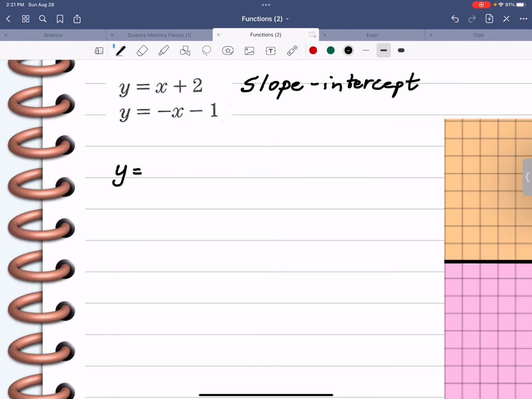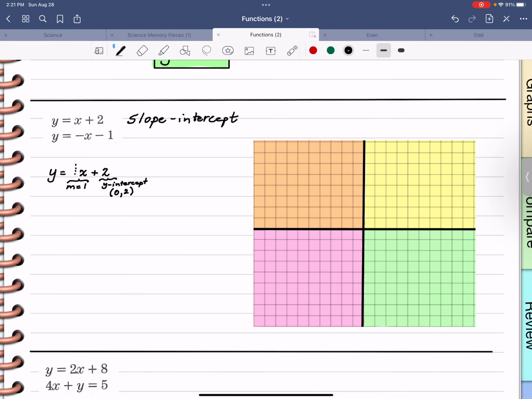This is y equals x plus 2. So this is slope. I can tell you by looking that slope is 1. 2 is the y-intercept. So it's going to be at (0, positive 2). So we can graph this just using that information. Let's go to (0, positive 2) and put a point.